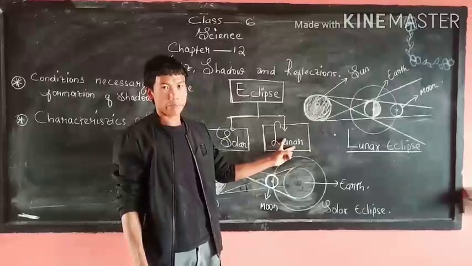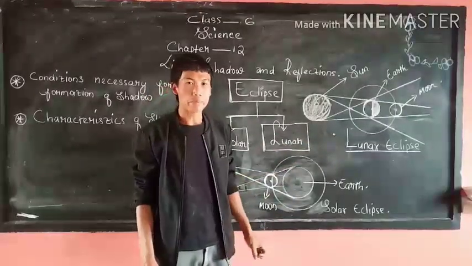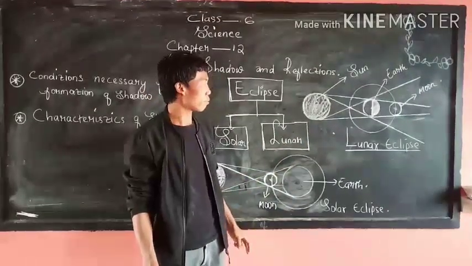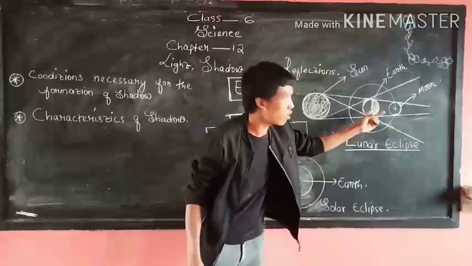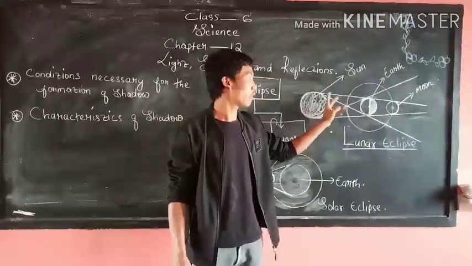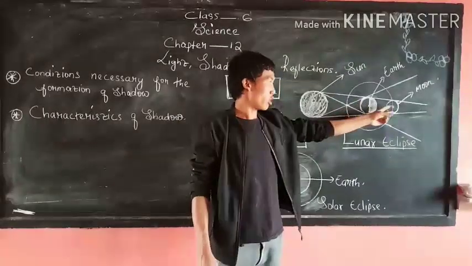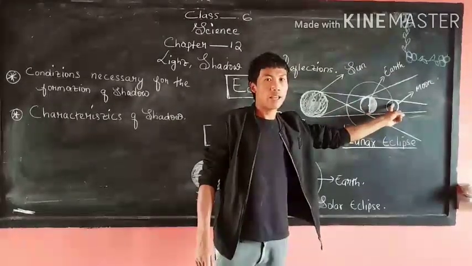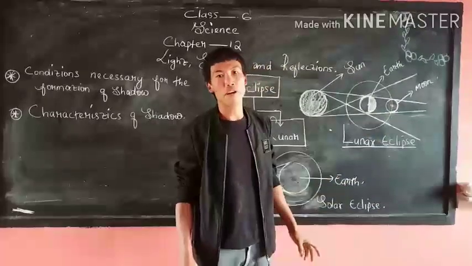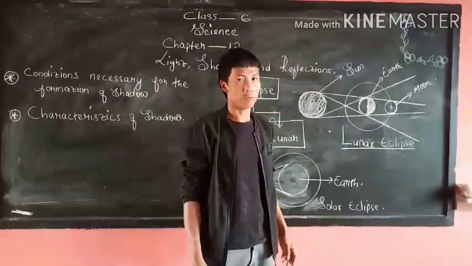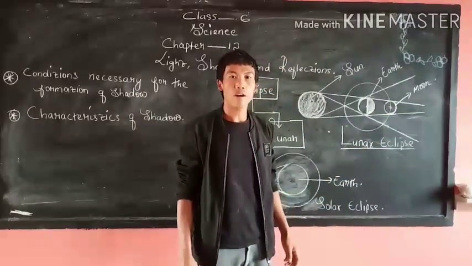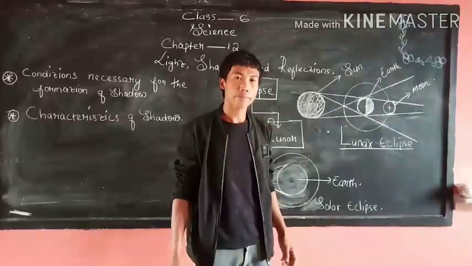Next, lunar eclipse. When does a lunar eclipse occur? A lunar eclipse occurs when the earth comes in between the sun and the moon, blocking the light of the sun from reaching the moon, and thus the shadow of the earth falls on the moon. This occurs on the full moon day.